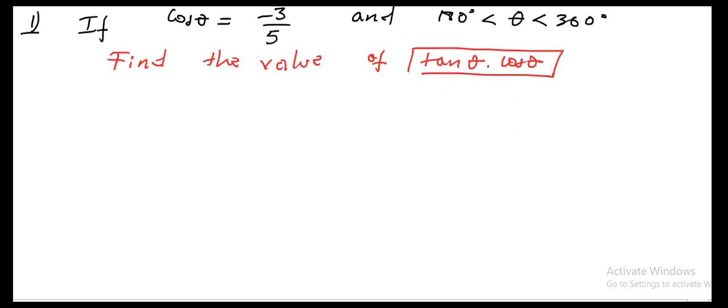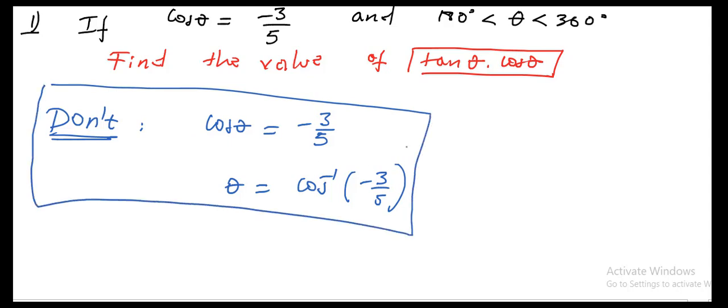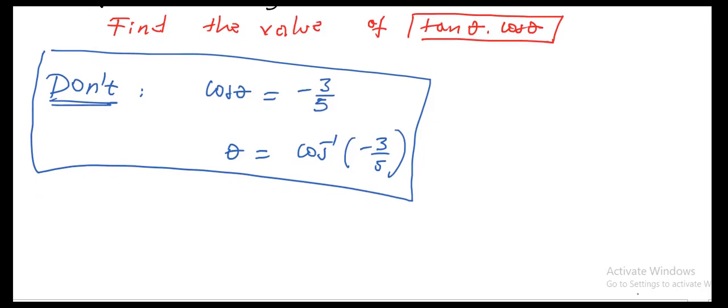Now guys, once you have this kind of problem, let me give you a warning sign. Don't. Some of the students will come and say cos theta equals -3/5, so theta will be the inverse cos, and then substitute theta. Don't. Do not use it. Don't at all. This is the right solution.